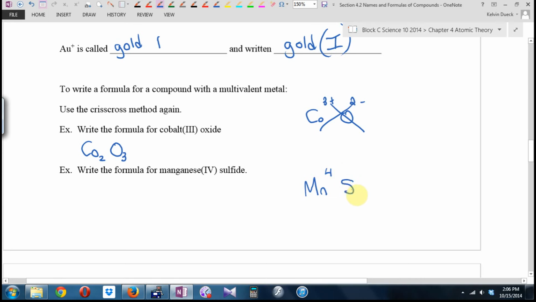Sulfide. 2. Criss-cross. And be careful here. A 2 would go there and a 4 would go there. Am I going to leave it like that? No, you can actually reduce this to lowest terms, making that a 1 and making that a 2. Although, am I going to bother writing the 1? So you know, it's going to be MnS2.